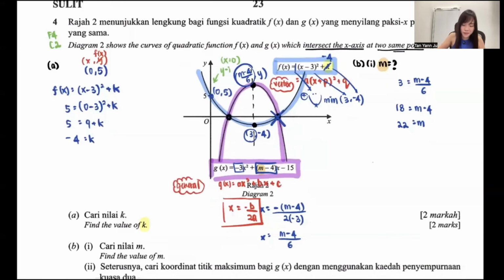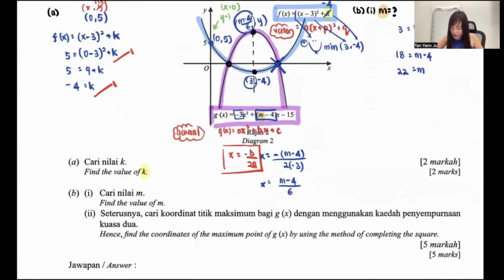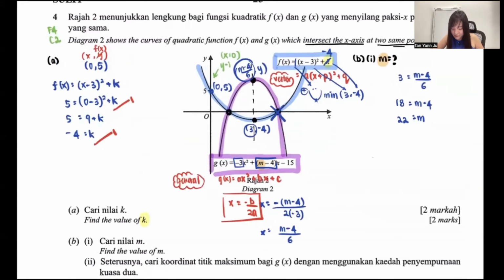By the way, I forgot to give you guys marks. Just now you sub, get 1 mark, get the K answer, 1 mark. And then what is this? 5 marks.